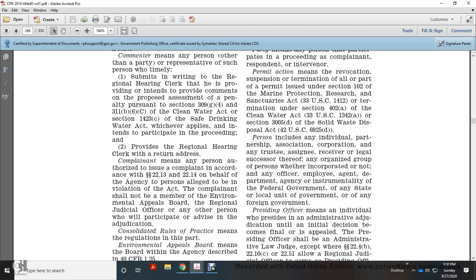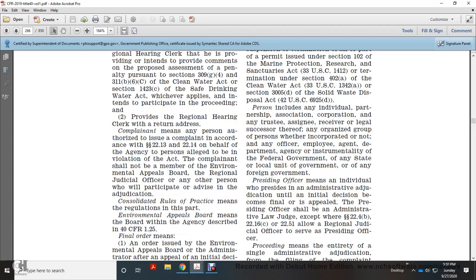Complainant shall not be a member of the Environmental Appeals Board, the Regional Judicial Officer, or any other person who will participate or advise in the adjudication. Consolidated rules of practice means the regulations in this part. Environmental Appeals Board means the Board within the Agency described in Title 40 CFR 1.25.